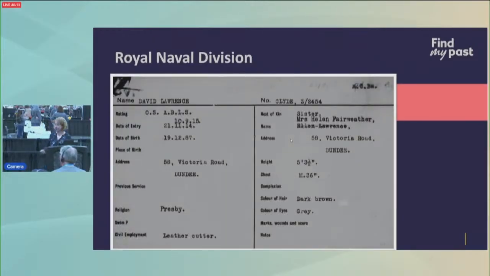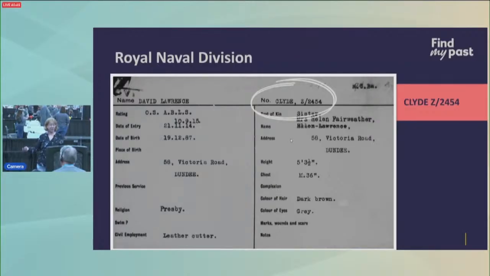Again, another quick example. In this case, the service number is at the top. It's quite different. Service numbers in the Navy need their own special education. Okay, so this service number is actually Clyde Z/2454. The Clyde indicates the Clyde Division, which was based in Glasgow. A Clyde man might have a number like this one, which means in this case, letter Z, which was implemented in 1914.